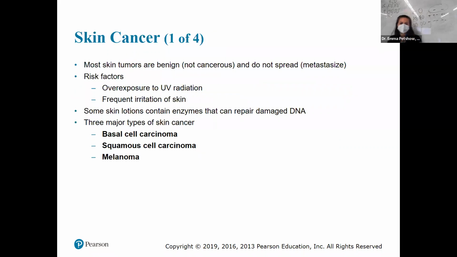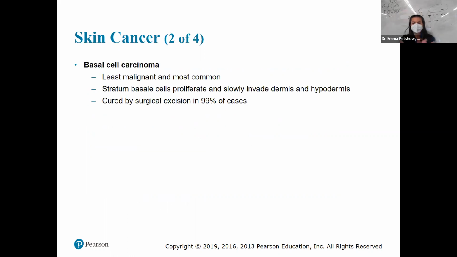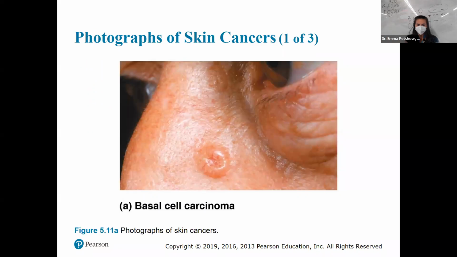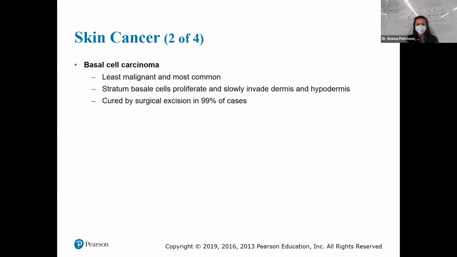Knowing the difference between the three types of skin cancer will help you: basal cell, squamous cell, and melanoma. Basal cell is the least malignant and most common. It's when the stratum basale cells proliferate and slowly invade our dermis or hypodermis. The stratum basale, the base of our epidermis, slowly starts to invade our dermis and our hypodermis. Typically curable by a surgical excision. So that's our basal cell, BCC: most common, least malignant, stratum basale cells proliferating slowly into the dermis and hypodermis.